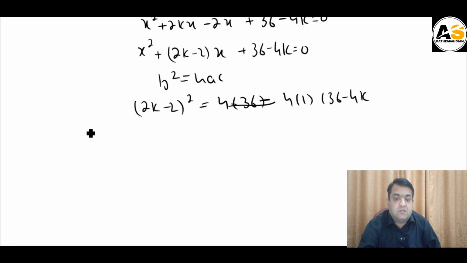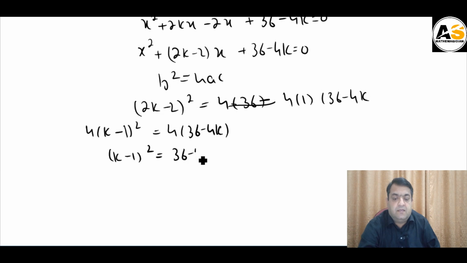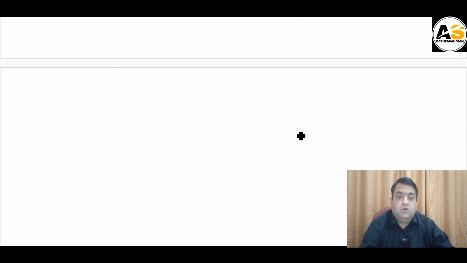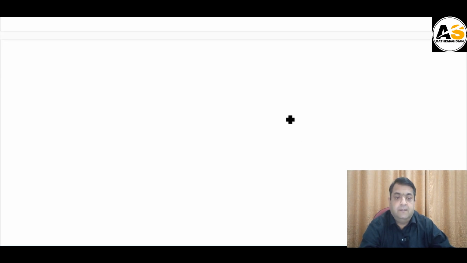4 times (k minus 1) square is equal to 4 times (36 minus 4k), which I will get (k minus 1) square is equal to 36 minus 4k. k square minus 2k plus 1 plus 4k minus 36 is equal to 0, k square plus 2k minus 35 is equal to 0. This is the quadratic equation, k square plus 2k minus 35, right?